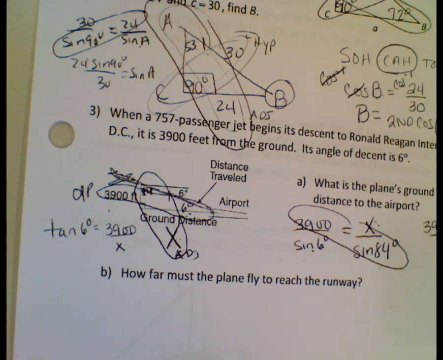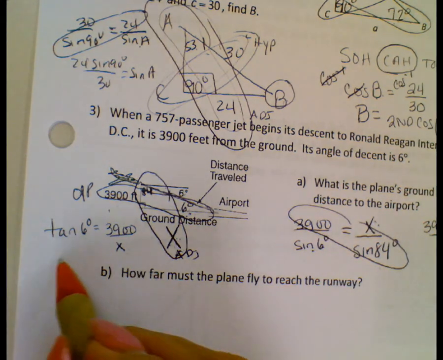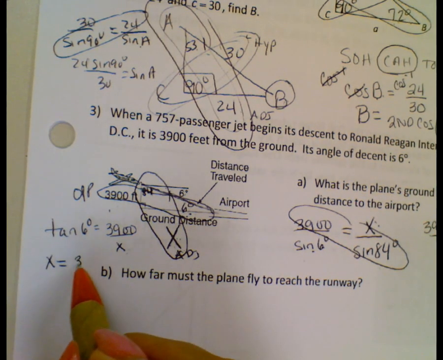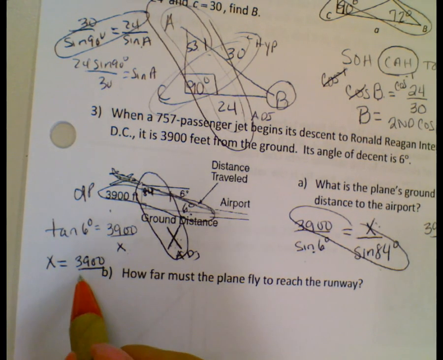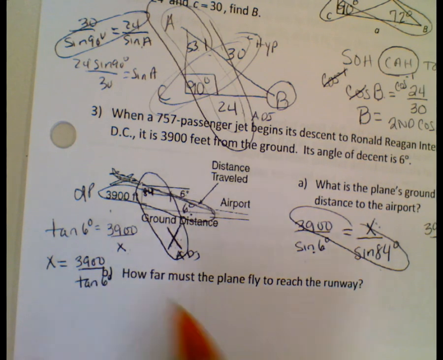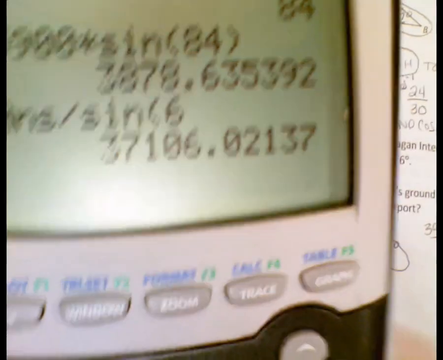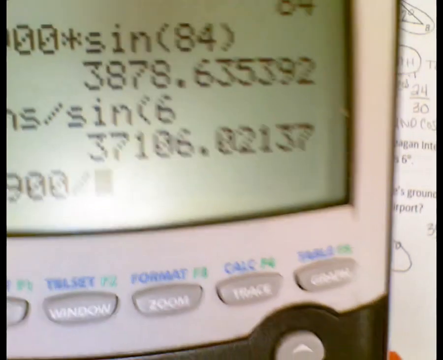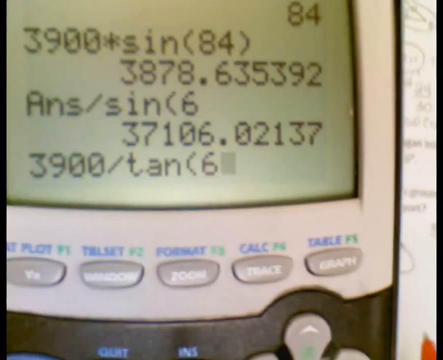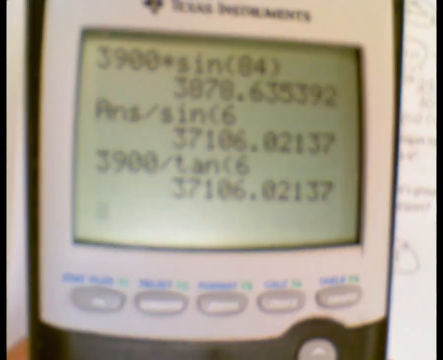Do you see that, Mimi? And now, whenever the x is in the bottom in these SOHCAHTOA problems, do you remember what to do if the x is in the bottom? You have to switch places and then divide. So you would switch x and tan 6. Whenever x is in the bottom, you switch it with the tan 6, just switch places, and then you divide 3,900 divided by tan 6. Like that, and it's the same answer. Magic.